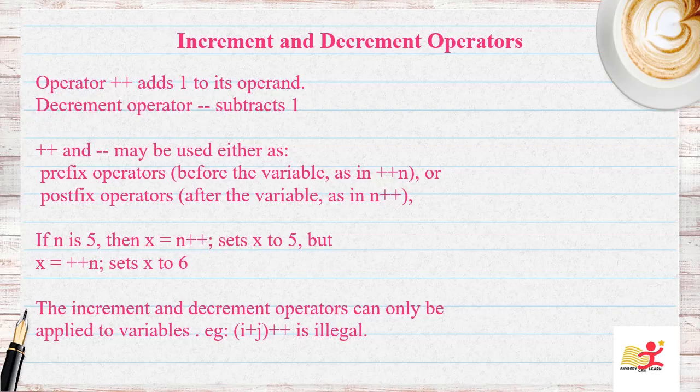Prefix operator means before the variable, for example, ++n. That is prefix operator. Postfix operator means after the variable, that is n++. In both cases, the result is incrementing n. But the expression ++n increments n before its value is used, while n++ increments n after its value has been used. This means in a context where the value is being used, ++n and n++ are different.